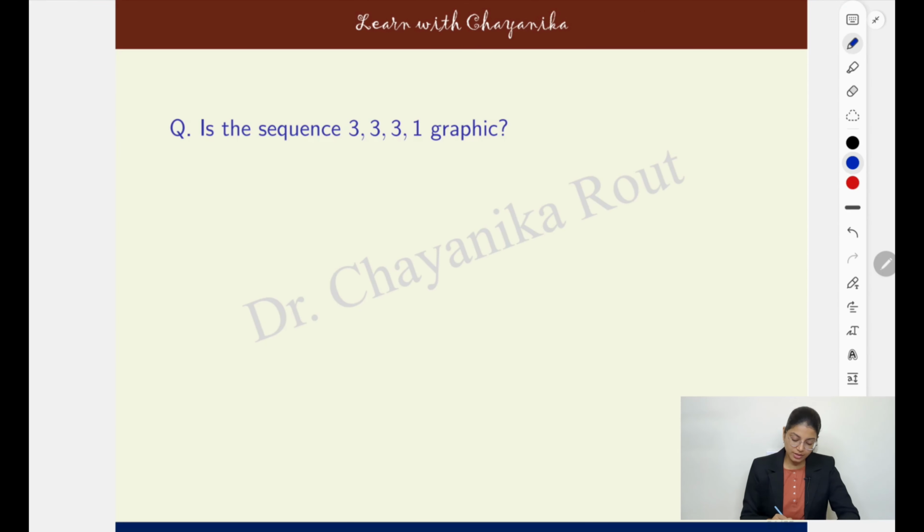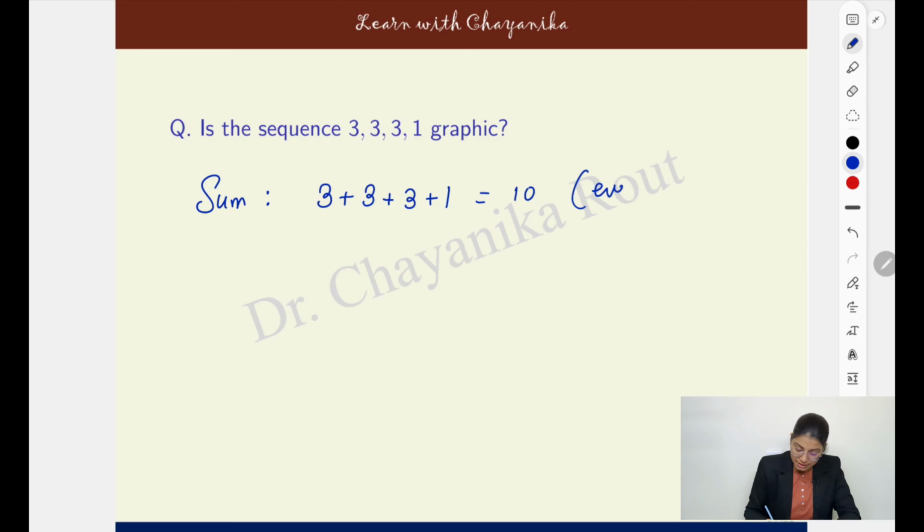Next we have a sequence with 4 terms. Let us first find out the sum. That is the most important part to do. Before going to check whether a sequence is graphic or not, first check whether it is a degree sequence or not. So first find out the sum. The sum is 10, which is even. So this implies the sequence D is a degree sequence.